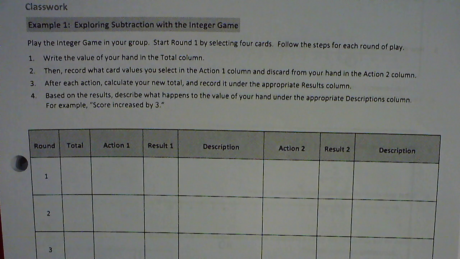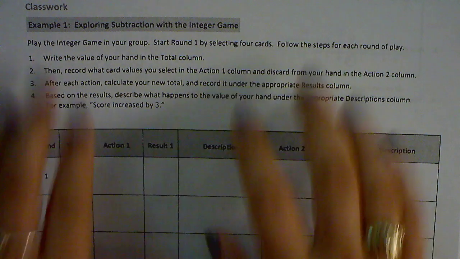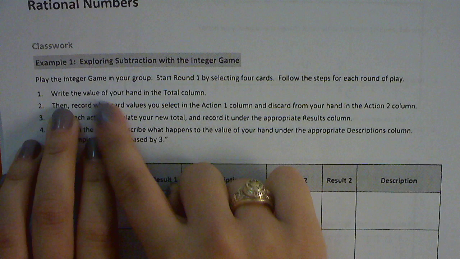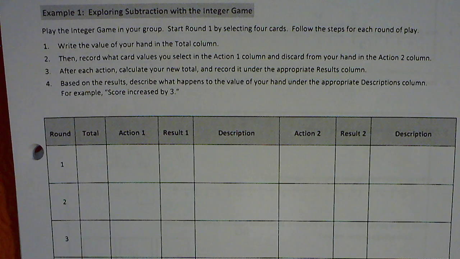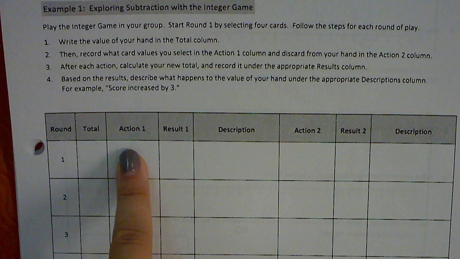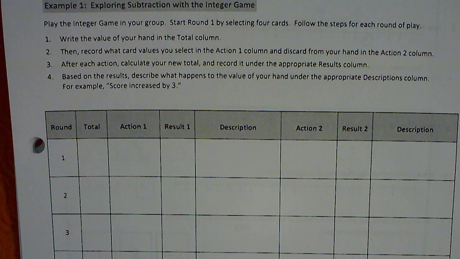All right, now we're going to go back to the front of the packet and we're going to work on playing the integer game and seeing how the subtraction rules affect the integer game. So to start out, we are going to select some cards and write the value of our hand in the total column. Then we're going to show our actions and our results and describe what happened to the score.